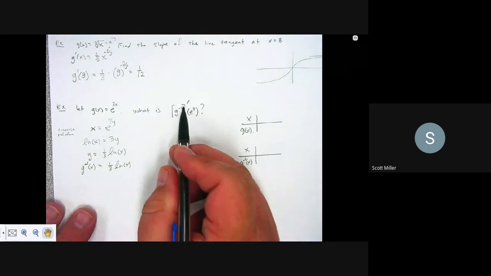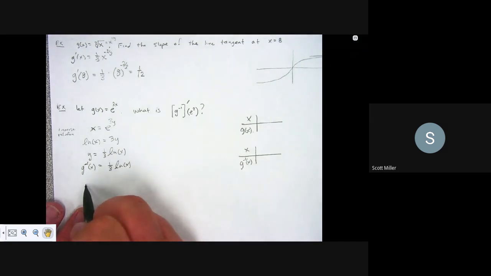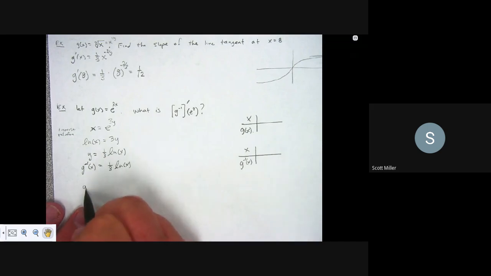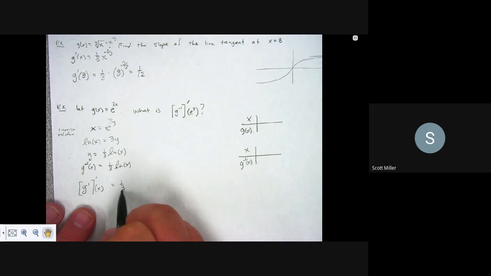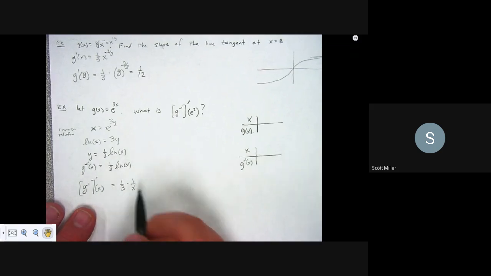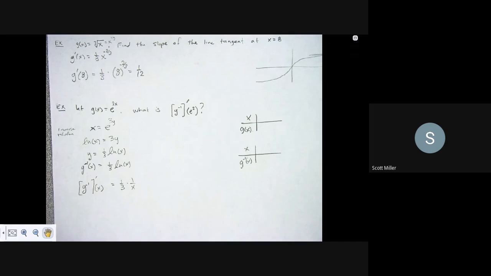Now I can take its derivative. Okay? So what is the derivative of this? So what would be g inverse, I use square brackets, prime of x? It's 1/3. And the derivative of the natural log of x is 1/x. Okay?